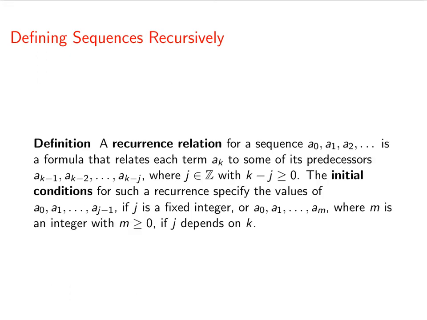So here's a formal definition of what a recurrence relation is. It's essentially a formula that relates each term to its predecessors. And there are initial conditions for a recurrence that specify the values of the first few terms of the sequence.